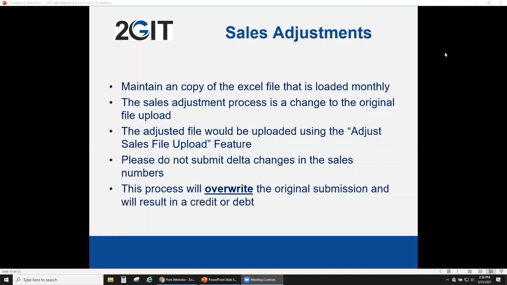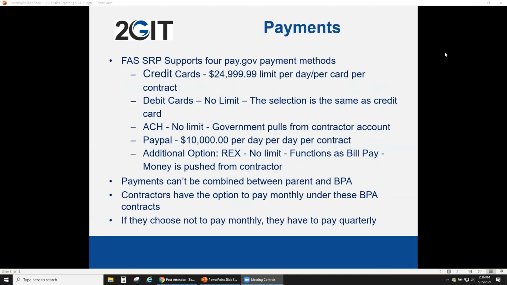Last thing we're going to cover, since you guys already have parent contracts, you're already pretty much well aware of this. I want to go over it one more time just so you know the limitations and validations that we have in regards to payments. So we currently support four pay.gov payment methods. One is credit cards. You can pay via credit card up to $24,999.99. That is the limit if paying through pay.gov.